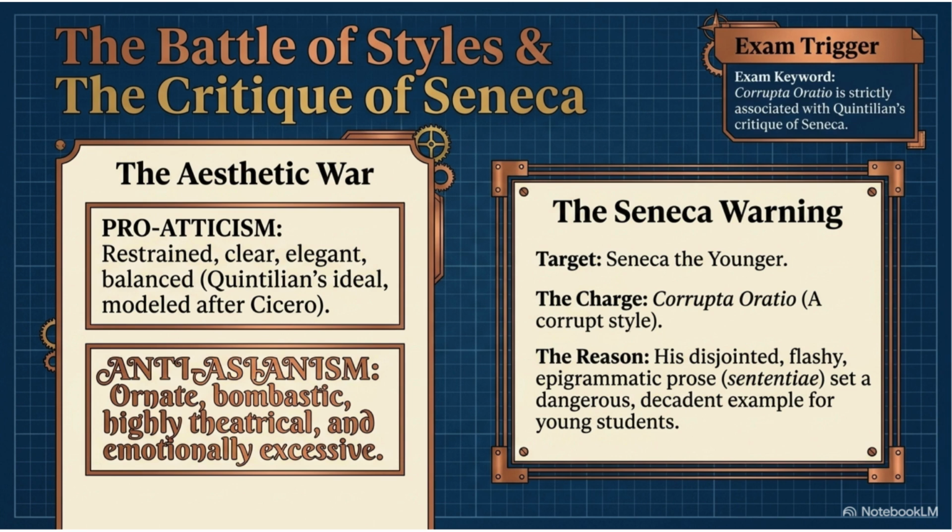Although he admired Seneca's intelligence, he warned that Seneca's fragmented, flashy, and epigrammatic style could mislead young students into valuing clever phrases over coherent reasoning. For Quintilian, the highest form of rhetoric was never language that merely impressed the audience. It was language that communicated truth with clarity, dignity, and moral responsibility.